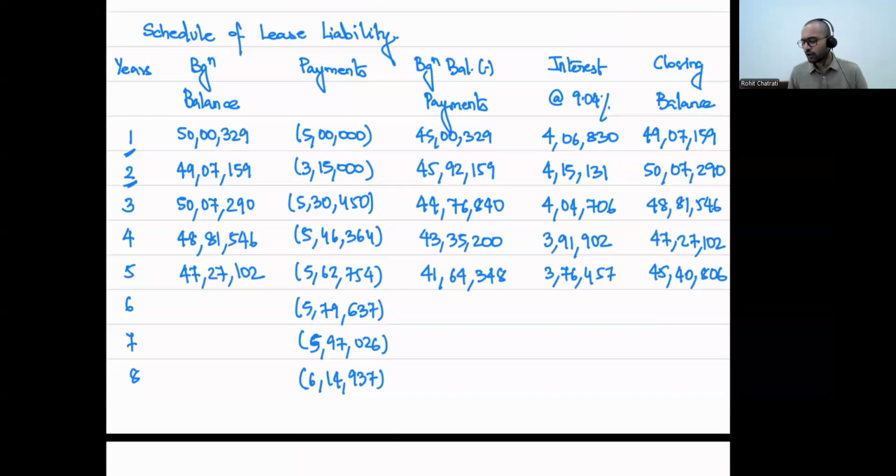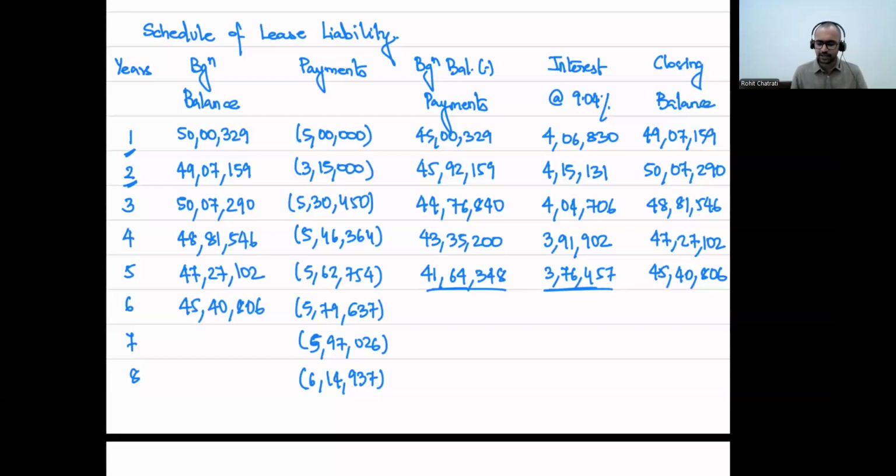We had a borrowing of 41,64,348 throughout year 5. Therefore, I charge an interest at 9.04 percentage on it, which is equal to 3,76,457. And therefore, the closing balance of the principal is going to be the beginning principal plus the interest, which is equal to 45,40,806. That becomes the beginning balance for year 6, 45,40,806.